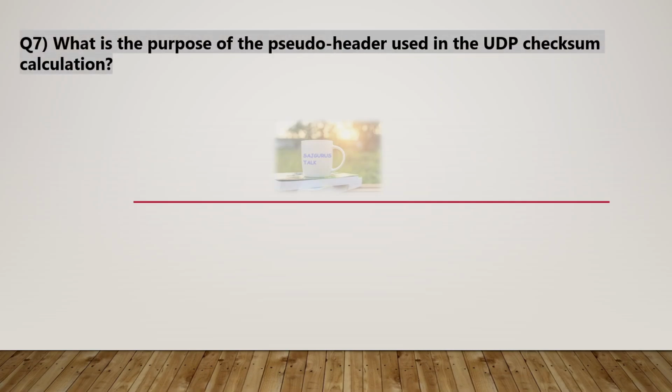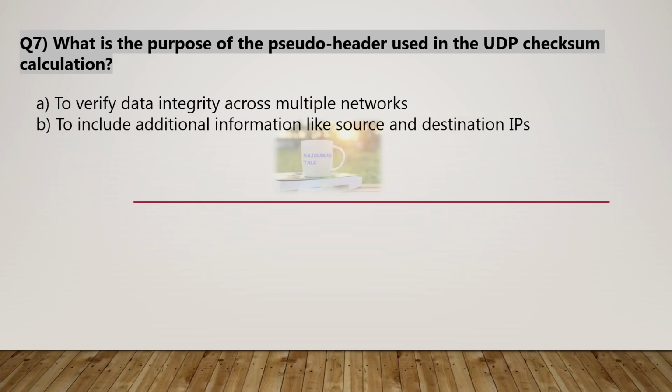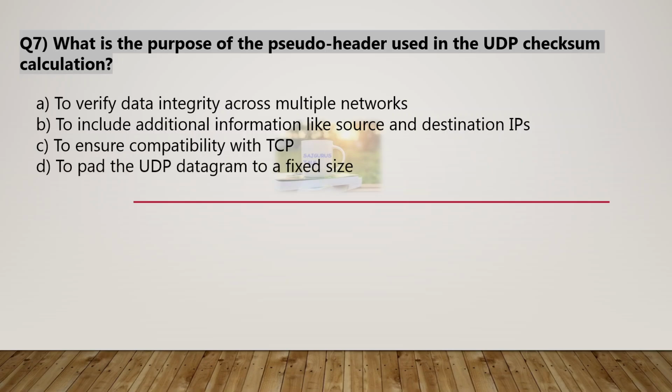Seventh question. What is the purpose of the pseudo header used in the UDP checksum calculation? To verify data integrity across multiple networks, to include additional information like source and destination IPs, to ensure compatibility with TCP, to pad the UDP datagram to a fixed size. The pseudo header includes the source IP, destination IP, protocol, and UDP length. It is used in the checksum calculation to verify the data integrity. So the answer is B, to include additional information like source and destination IPs.